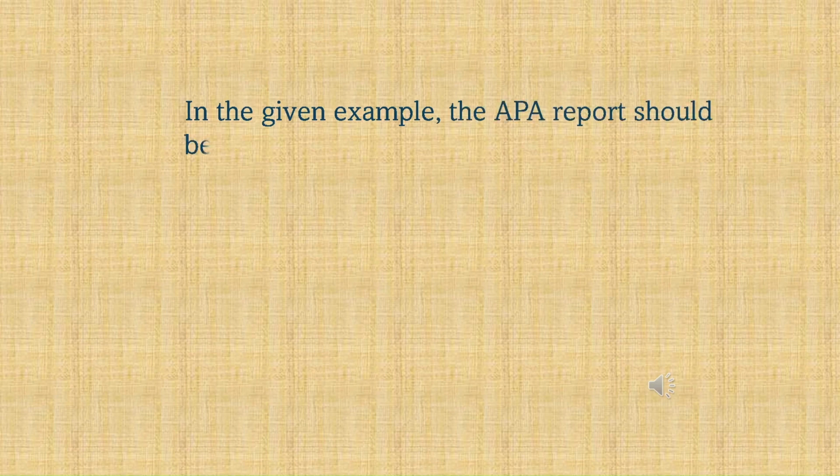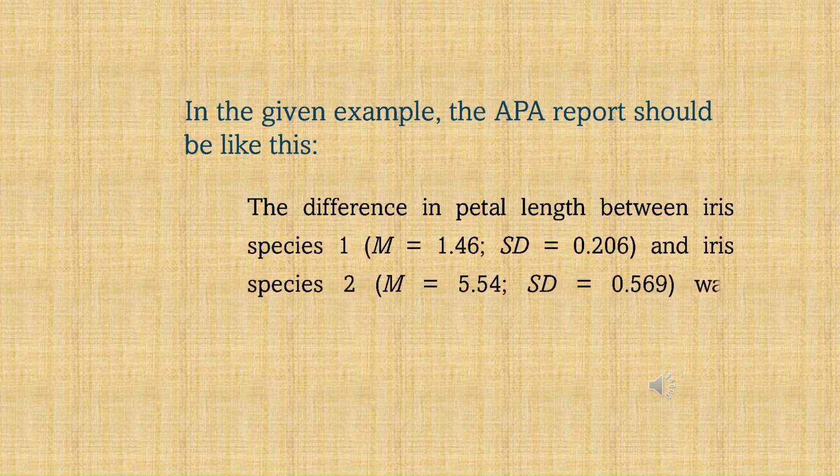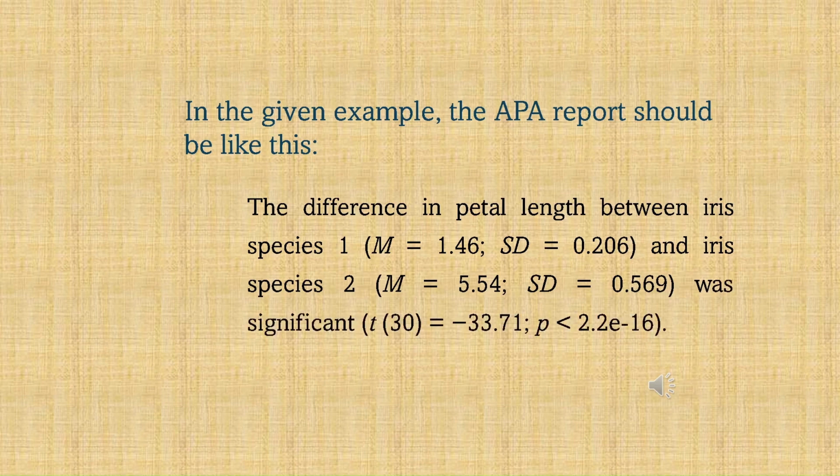In the given example, the APA report should be like this. The difference in petal length between Iris species 1, M equals 1.46, SD equals 0.206, and Iris species 2, M equals 5.54, SD equals 0.569, was significant. T of 30 equals negative 33.7190, P 2.2 times 10 to the power of negative 16.